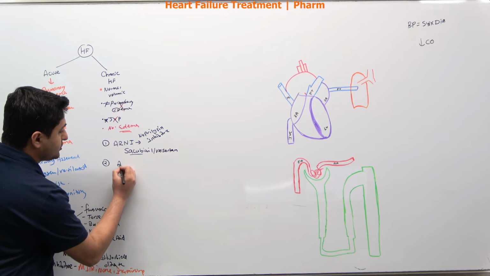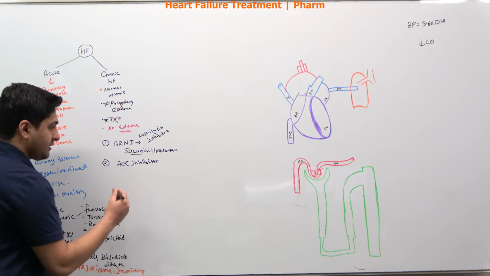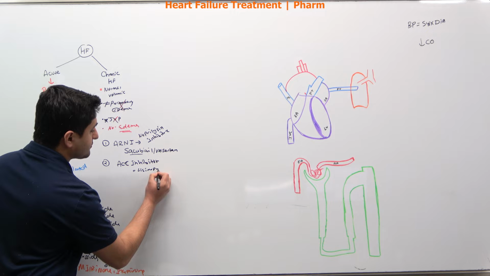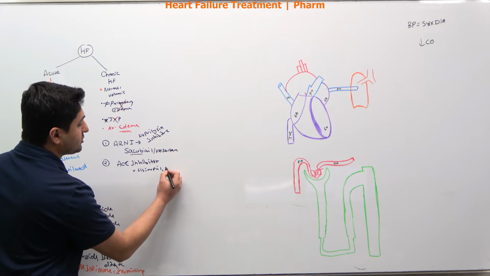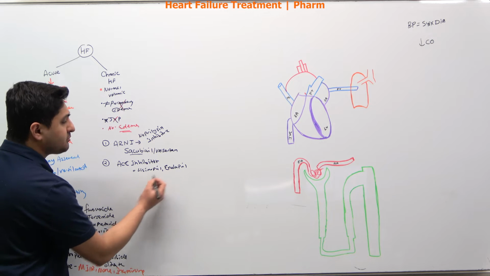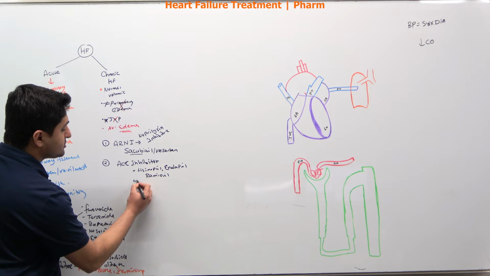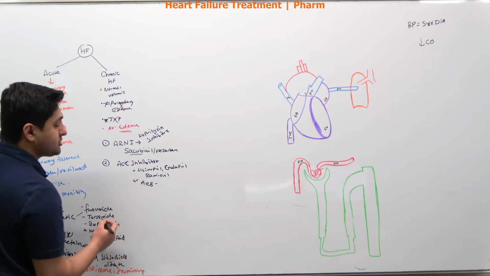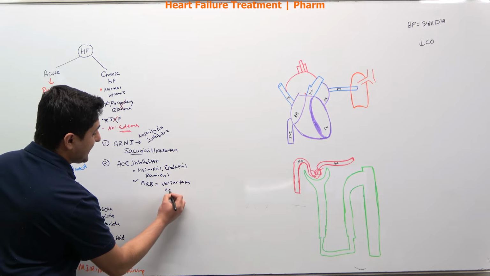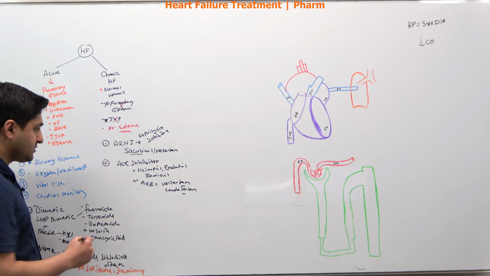Second, you could use an ACE inhibitor. For example, we can use lisinopril, or you can use enalapril, ramipril, drugs like this. Or you can use an ARB, which is an angiotensin receptor blocker, like valsartan. All these sartan drugs you can use.